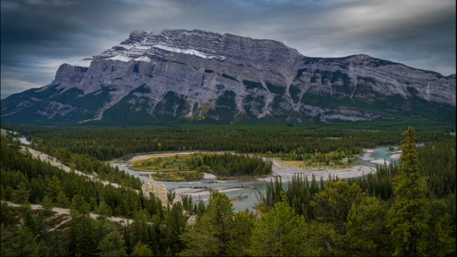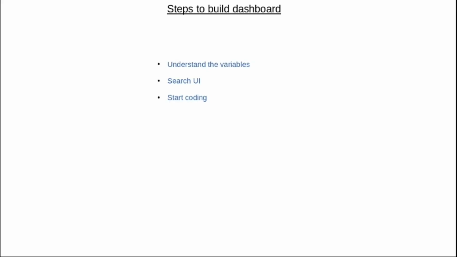Hi, you will be building the dashboard in R. So these are the steps. First, you have to understand the variables. Variables means columns here. Then search the UI. UI here means user interface for the user. And then finally, we'll be doing coding.